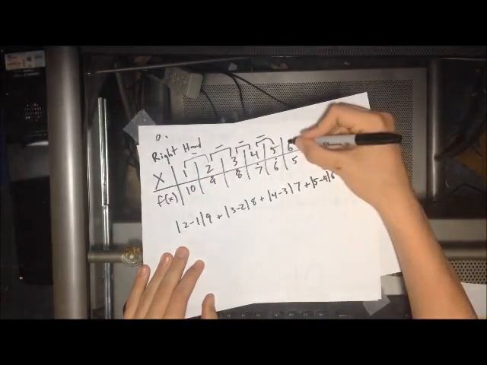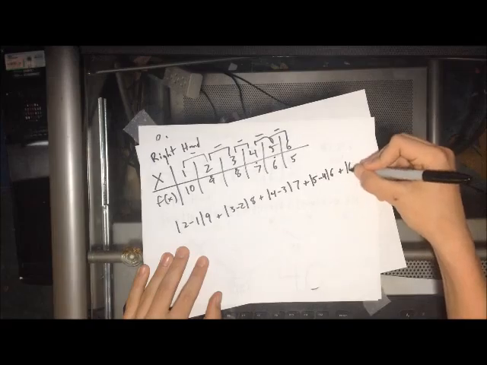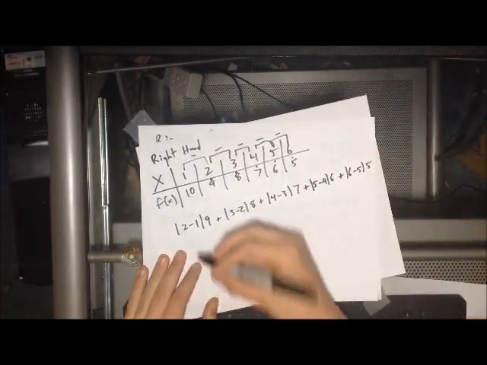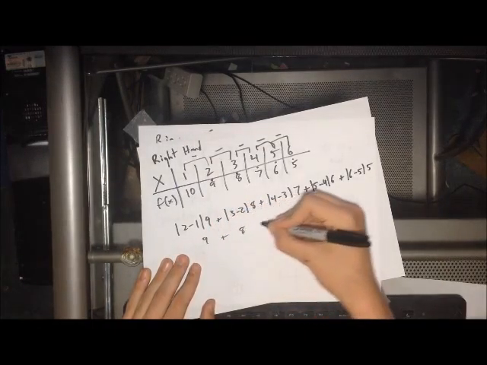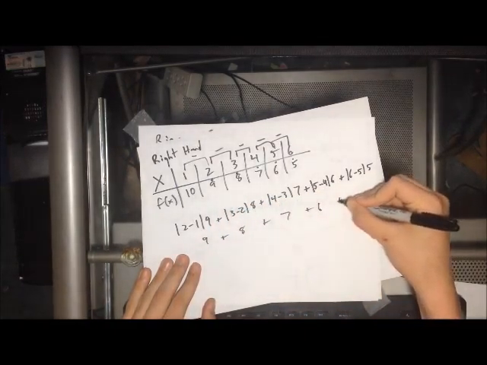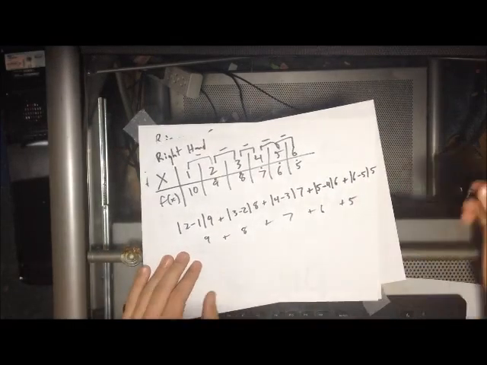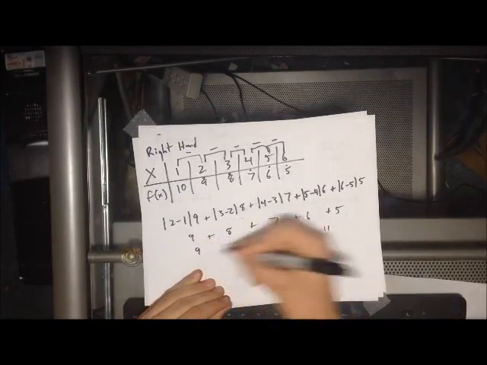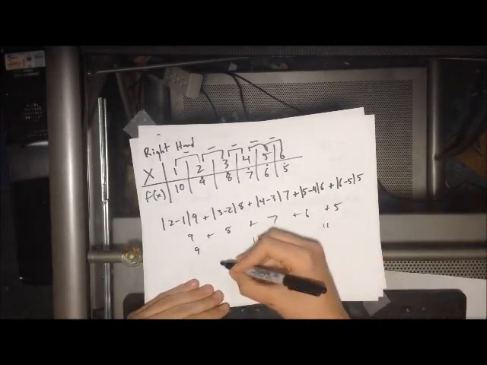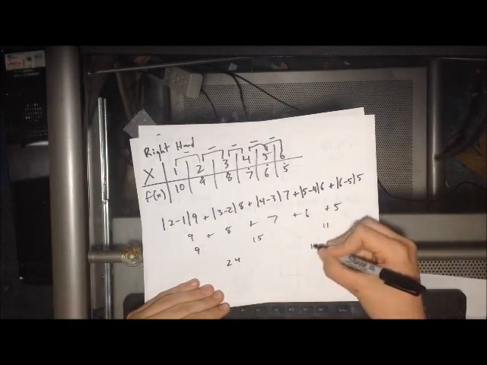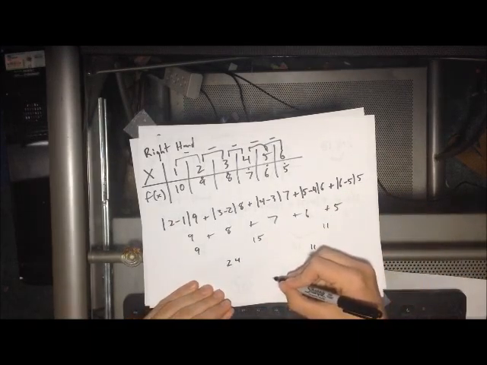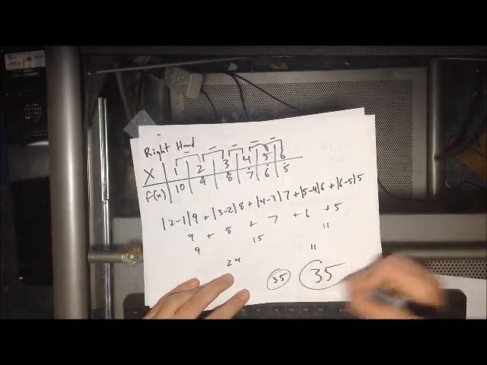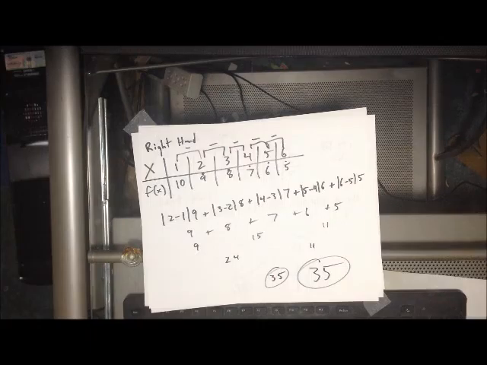Once more, the difference in x is 1, so you'll have 9, 8, 7, 6, 5. Then you add those up. Having 6 and 5 is 11. 7 and 8 is 15, and 9 is, of course, 9. 9 and 15 is 24. 24 and 11 is 35. 35 being your answer, the approximation of the area underneath the function using right-hand rule.